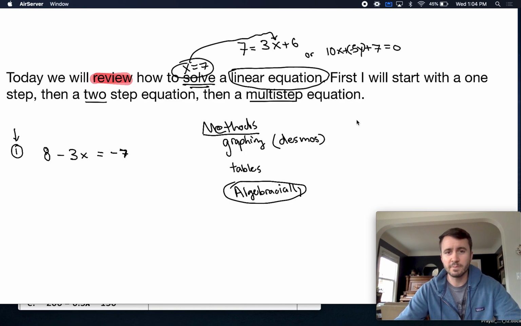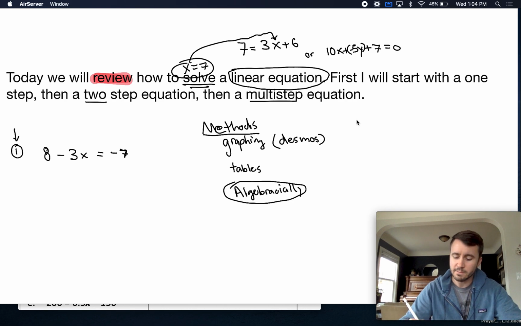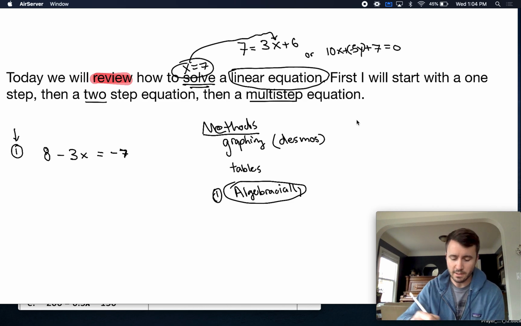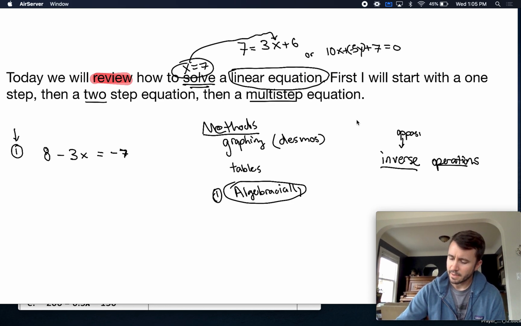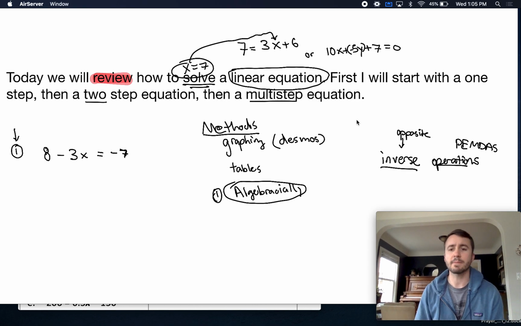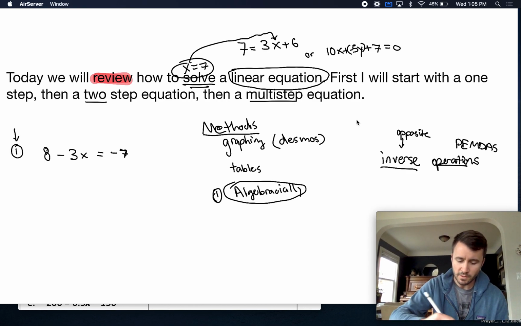Okay, now you're probably back from the pause, and so hopefully you've had your solution. First, I'm going to show you the algebraic method, and then I'll go back and show you the graphing method. So to use the algebraic method, remember what we were trying to do is use things called inverse operations. Inverse means opposite. And operations were the PEMDAS, P-E-M-D-A-S.